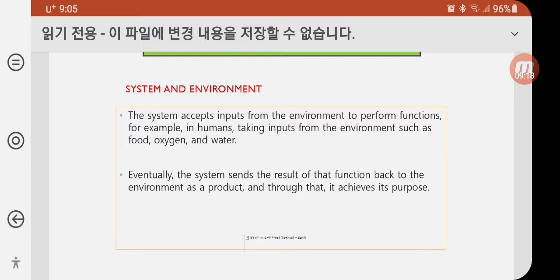The system accepts inputs from the environment to perform functions. For example, humans take input from the environment such as food, oxygen, and water. Eventually, the system sends the result of those functions back to the environment as a product, and through that it achieves its purpose.